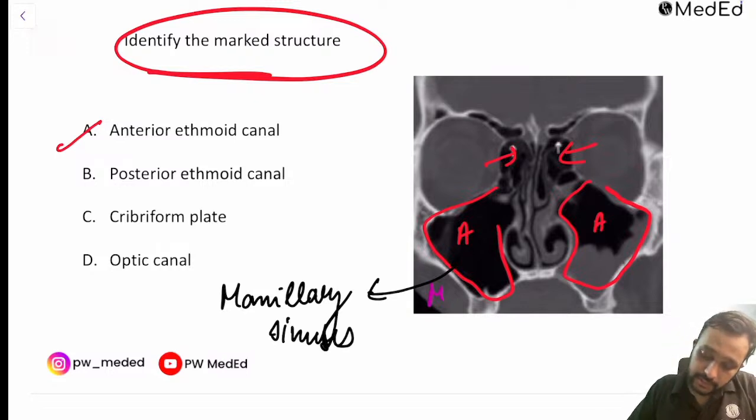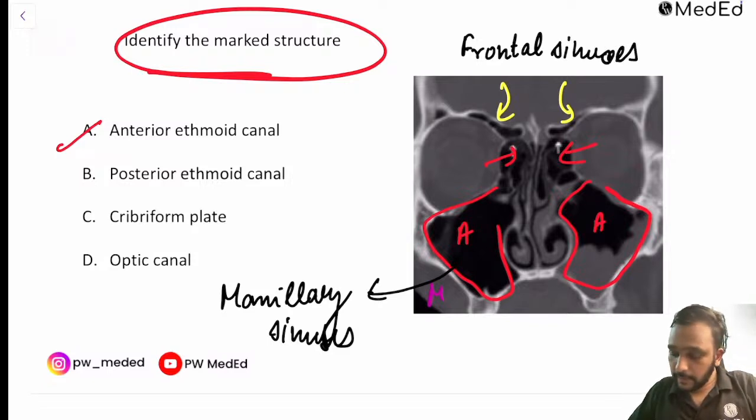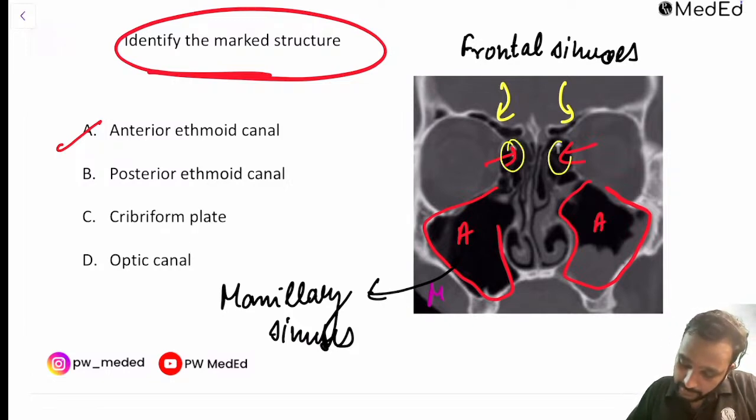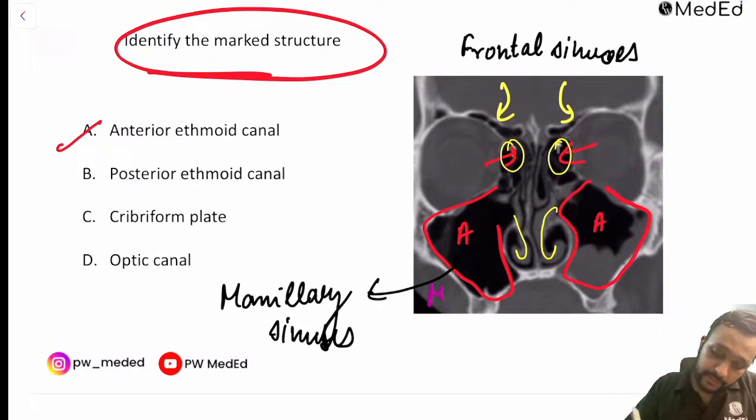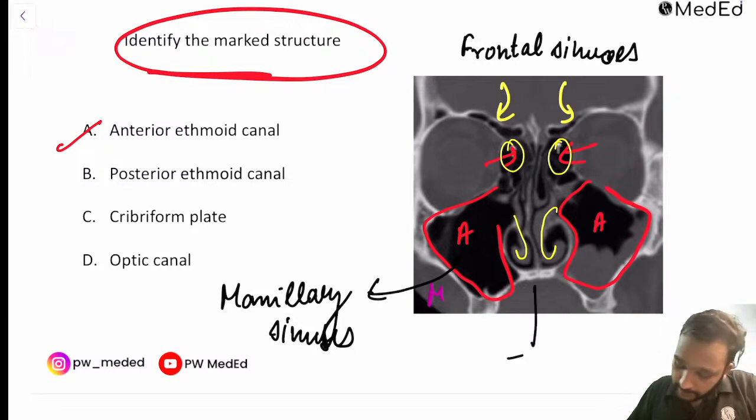Then the two structures noted just above the orbit, these are your frontal sinuses. We should be aware about the normal anatomy. These are your ethmoidal air cells, right? This bone that is connecting with the maxillary sinus, this is your inferior turbinate.